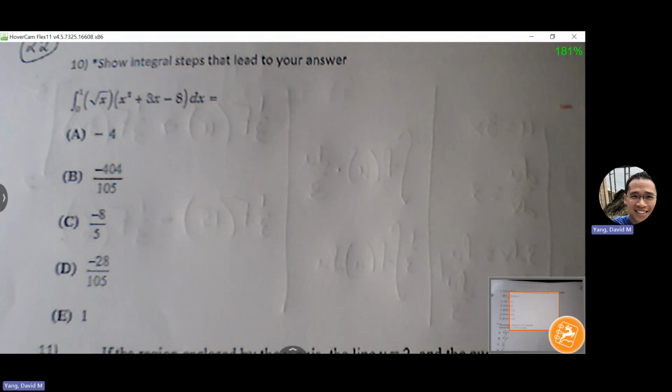We need to use substitution here. We can just do what? Yeah, distribute everything through, and then every term can use what for integral? Power rule. Yeah, so this is just an expansion power rule problem. Once you get all your terms cleaned up, you go through power rule, and then you plug in your upper and lower bound, and you get down to your answer.